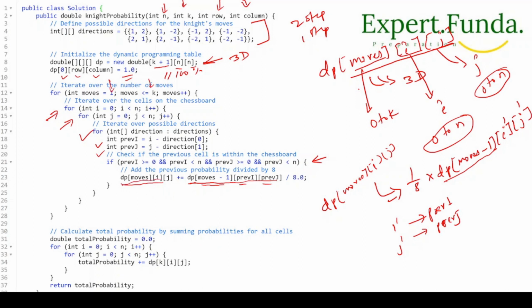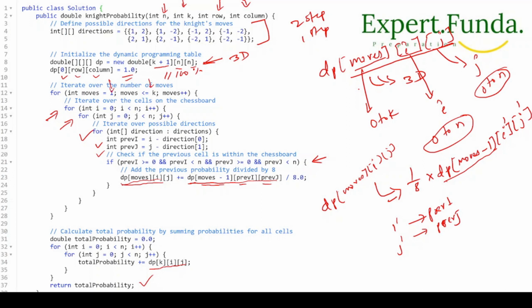Now how will we find the probability? We take a double and say total probability is 0.0. We go over all i and all j, get all the dp at k, i, j, and add them to find the probability. We return the total probability, and that is our answer.